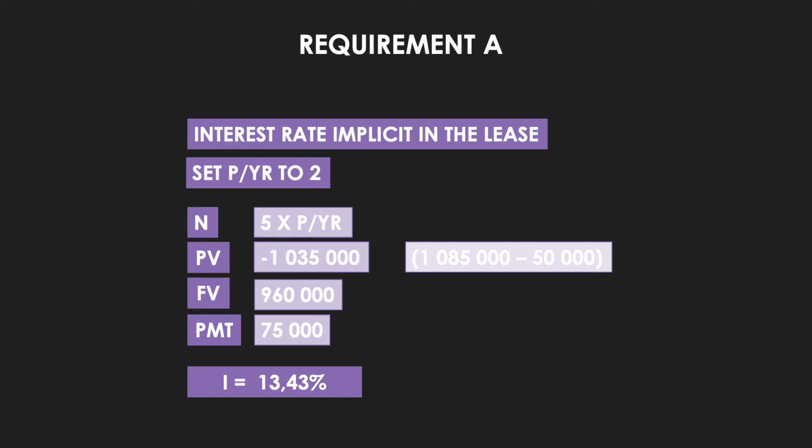The future value is the amount payable under the residual value guarantee, and there is no unguaranteed residual value. So the future value represents the residual value guarantee of R960,000. And then the payment is the fixed lease payment made of R75,000 twice a year. If you put all those amounts into your calculator, you then get an interest rate implicit in the lease of 13.43%.